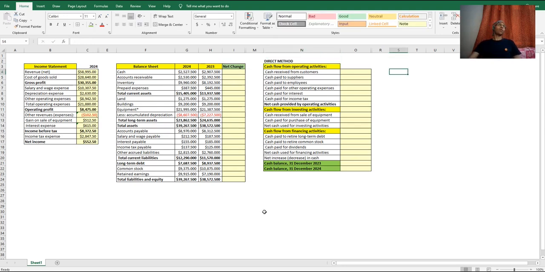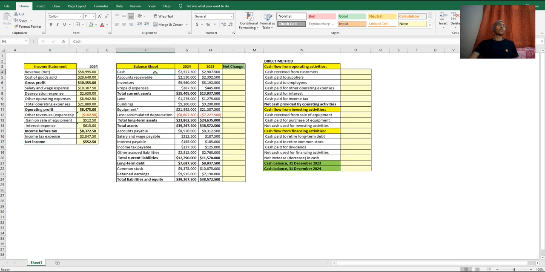Let us first see the items that are mentioned in the income statement and the balance sheet. As usual, you can see revenue, cost of goods sold, gross profit, salary, depreciation, other operating, total operating profit, other revenues. Other revenues have been divided into two parts, which is gain on sale of equipment and interest expense, income before tax, tax expense, then net income. Okay, so here this is the format.